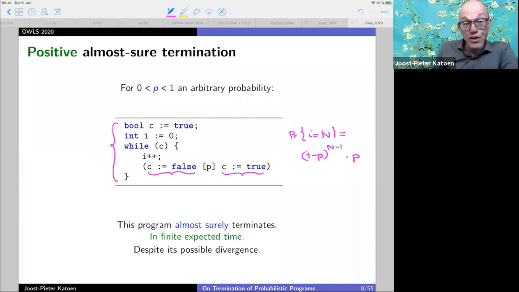This program, as we have seen before, almost surely terminates, and we also know that the expected number of steps that this program takes is finite, because the expectation of a geometric distribution is finite. What we say is that this program is positive almost surely terminating. It's almost surely terminating, but it does so in finitely many steps on average.